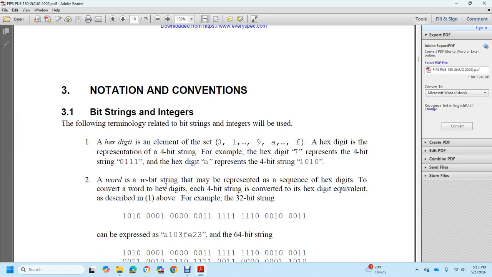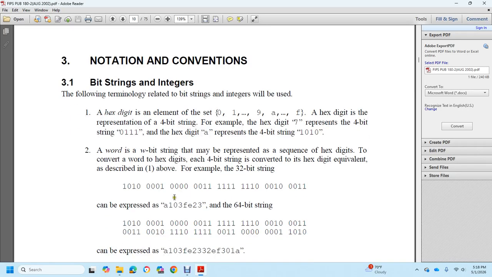Notation and conventions. The following terms relate to bit strings and integers. A hex digit is an element of the set 0 through 9 and a through f. A hex digit represents a 4-bit string. For example, the hex digit 7 represents the 4-bit string 0111, and the hex digit a represents the 4-bit string 1010. A word is a w-bit string that may be represented as a sequence of hex digits. To convert a word to hex digits, each 4-bit string is converted to its hex digit equivalent, as described above.